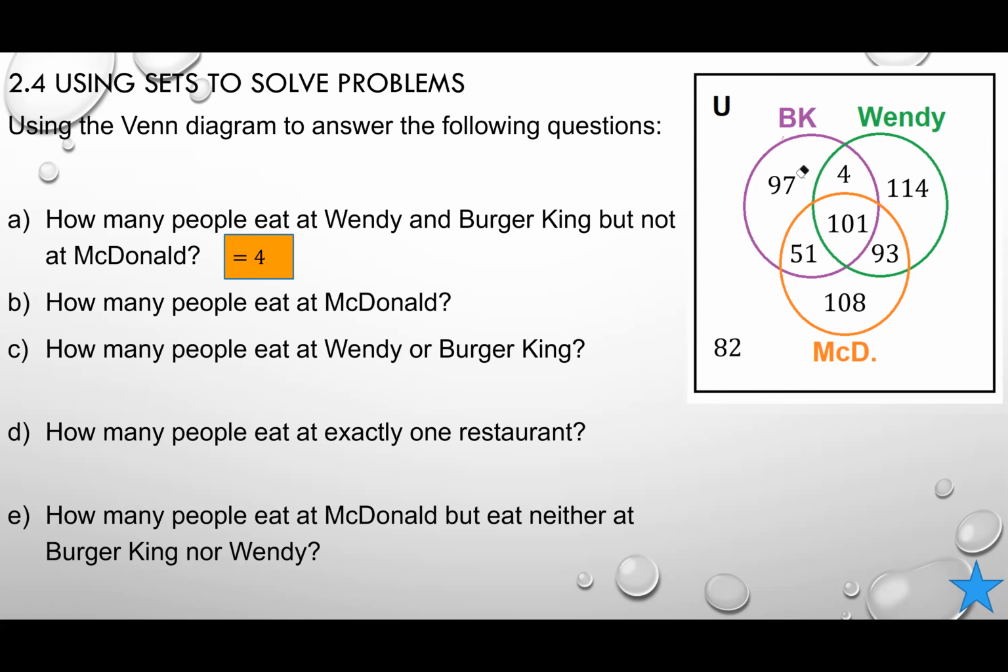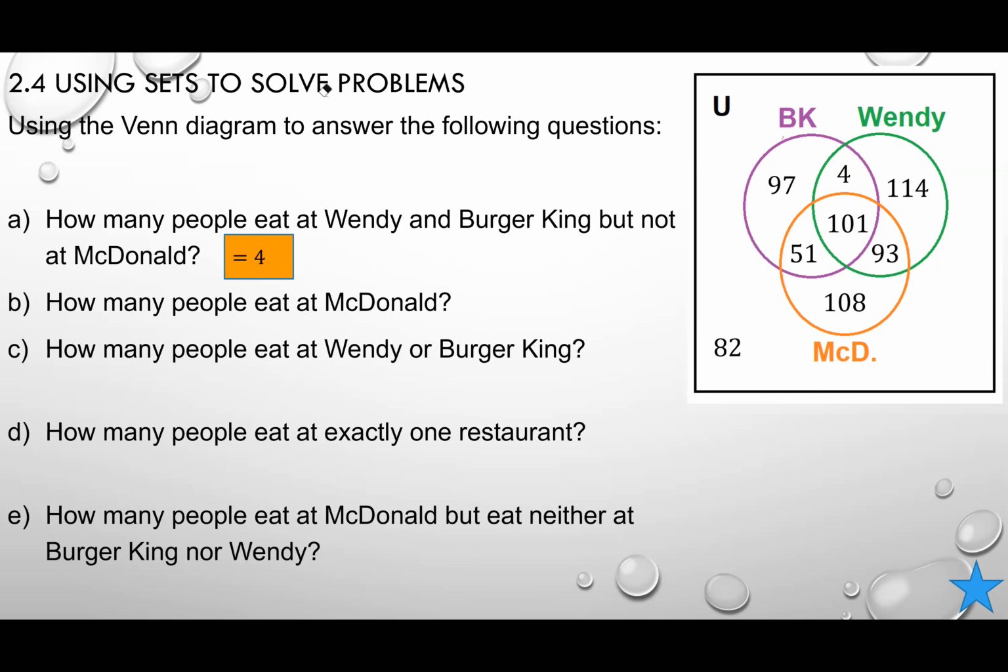We do not add this group of numbers. This group of numbers is people who eat at Burger King or Wendy's, but not McDonald's. But this one here, they ask you for the and. There are only 4 people who eat at both locations and not McDonald's. And again, the word and is very restrictive. The word and means they have to be inside both regions.